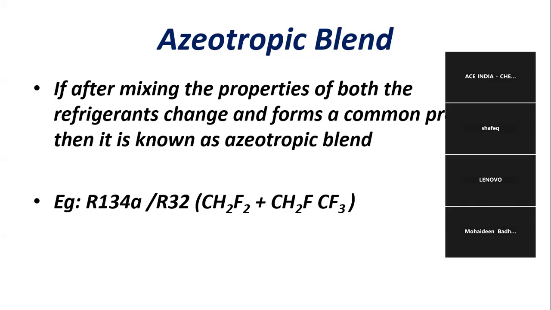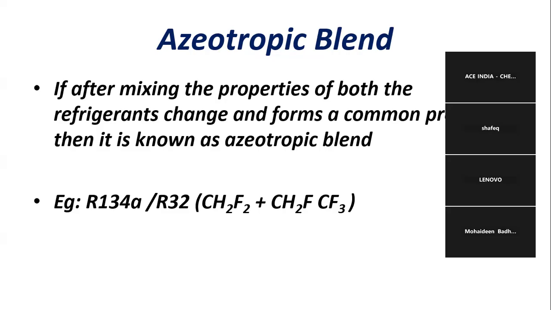So basically, azeotropic blends are named or segregated in the 500 series. Okay, that means R500, R502, R500A. So a lot of blends are there. Especially azeotropic blends are named under the R500 series. That's it. As per the ASHRAE standard 34, this designation goes to the R500 series. The 500 series typically means azeotropic blends.